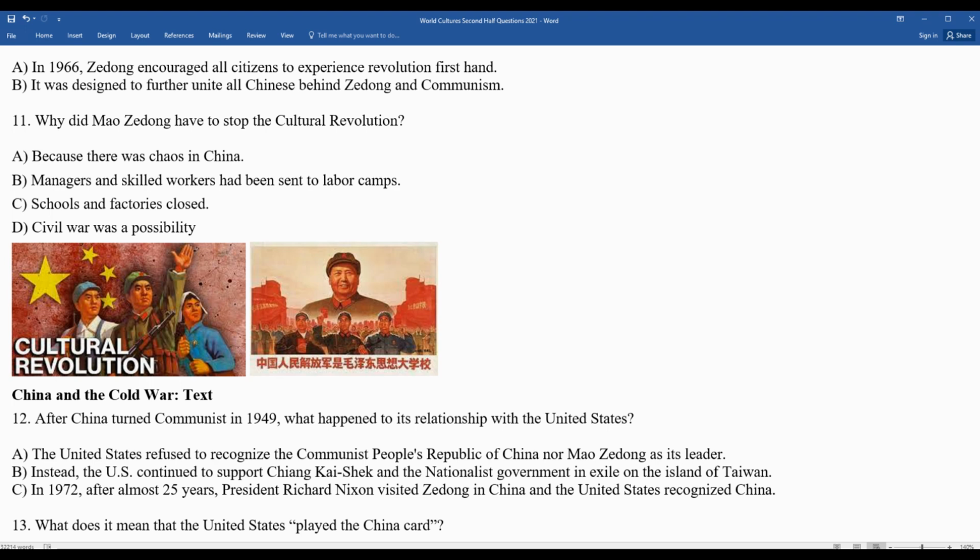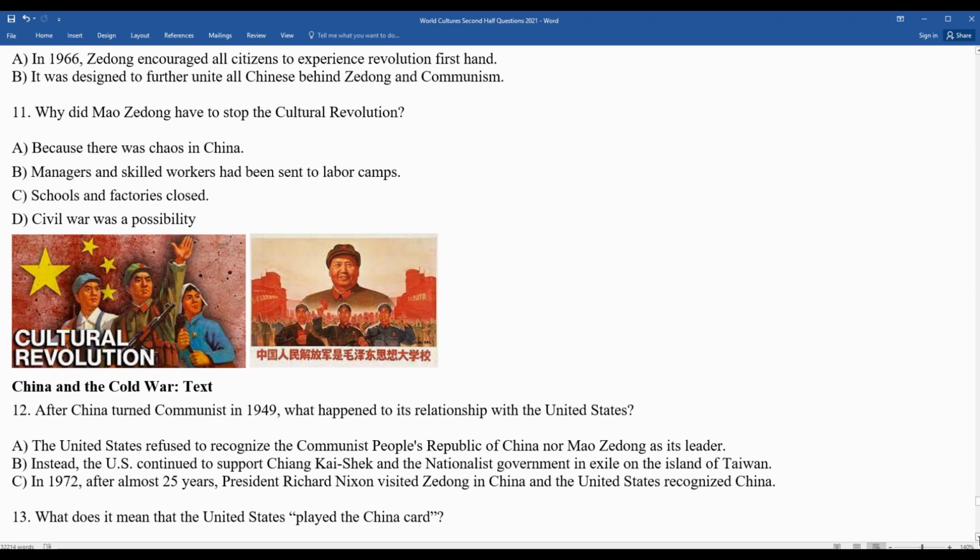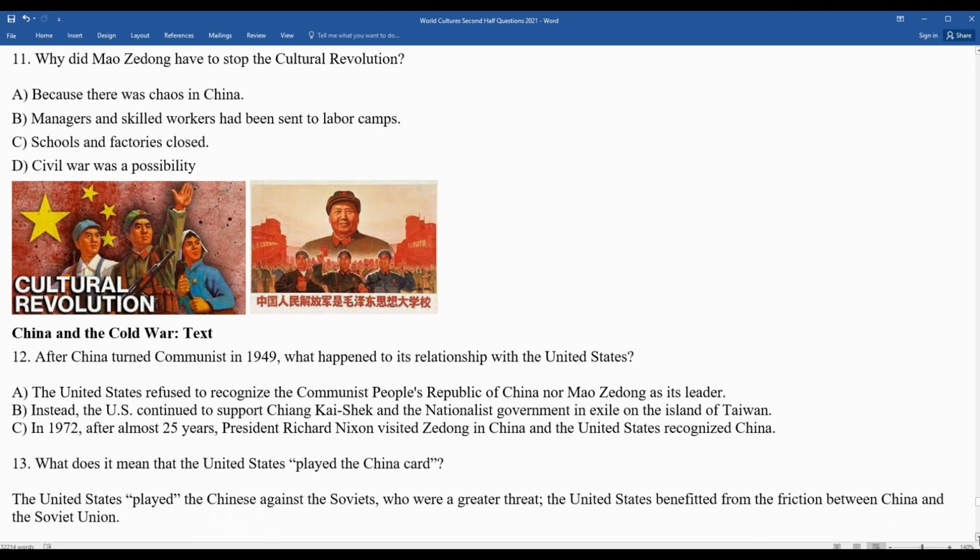And China being the most populous country and the United States the most powerful country, it kind of seems absurd that we just had no relationship whatsoever with China for such a long period of time, nearly a quarter of a century. 13, what does it mean that the United States played the China card?